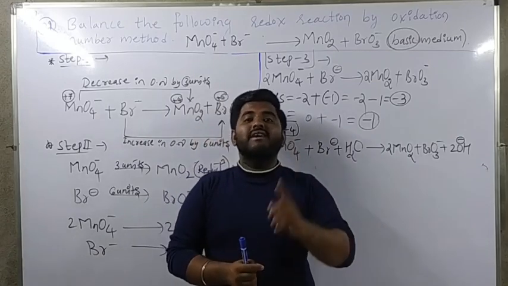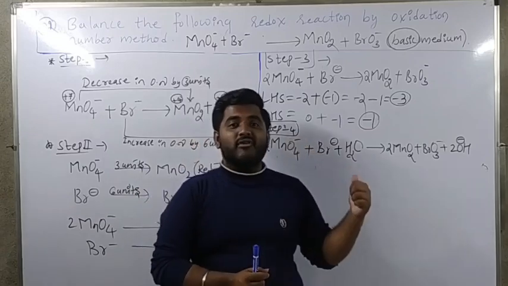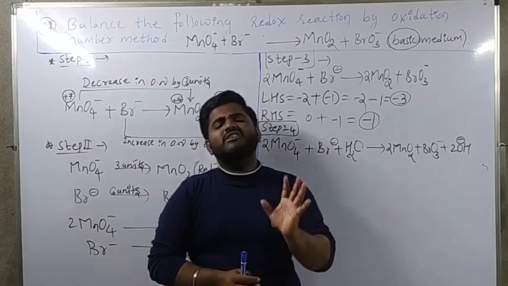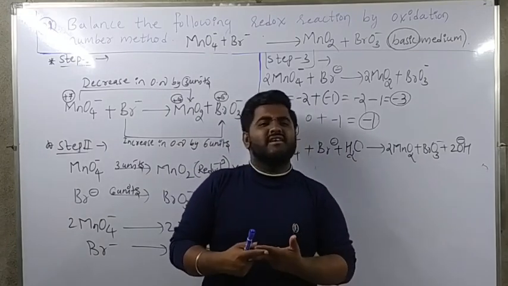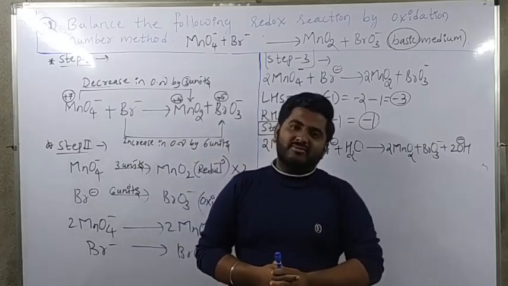Now we'll talk about one example from the half cell method. These are both the examples from the oxidation number method, and 99% they will ask in this method only, oxidation number method, either acidic media or basic media. So one example I will take for half cell reaction method also.